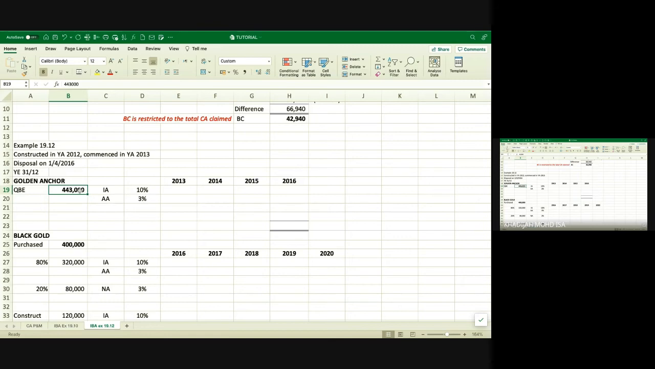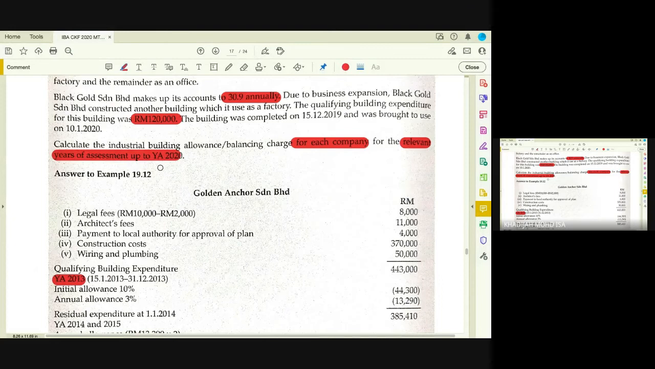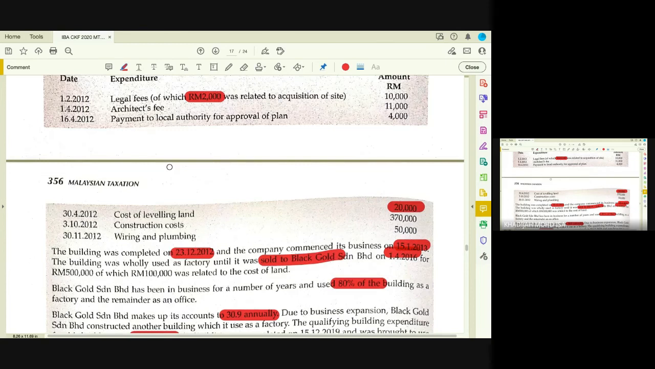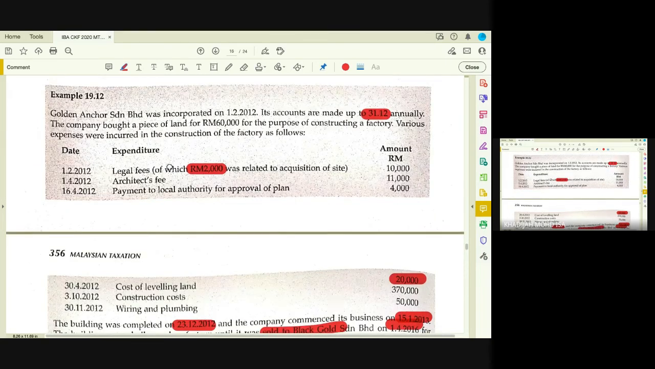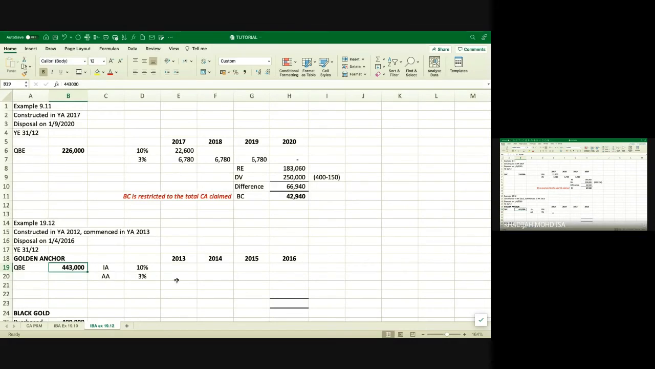So remember, when was it completed? Black Gold. Okay, the building completed in December 2012. Year end is Golden Anchor, year end is 31st of December. So luckily it completed on 23rd December, you can claim already in YA 2012. So you start to claim in YA 2012.